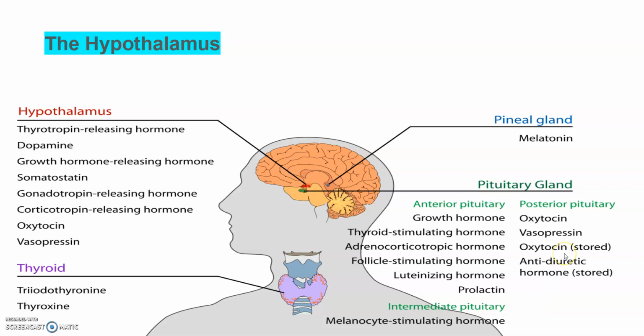Oxytocin acts on the smooth muscles of our body and stimulates their contraction. In females, it stimulates vigorous contraction of the uterus at the time of childbirth and milk ejection from the mammary gland.